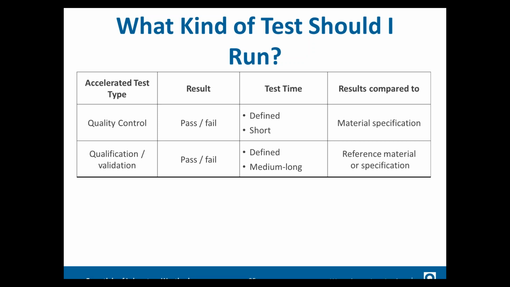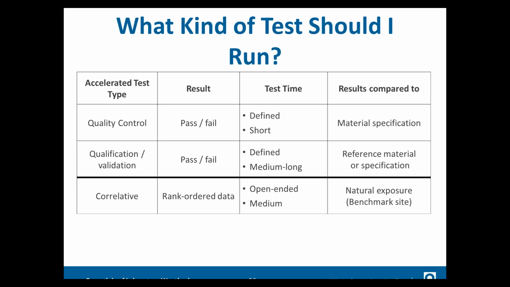Now, the next one that we're going to get into is correlative testing. And you'll notice we have that bold line in between qualification and correlative testing. That's because for everything below this bold line, you really need to have natural exposure data in order to be able to perform this test. This is where we get into some of the limitations of accelerated laboratory weathering testing. So correlative testing is kind of R&D research. I have a new formula. I want to see how it performs relative to an existing formula. Maybe it's lower cost.